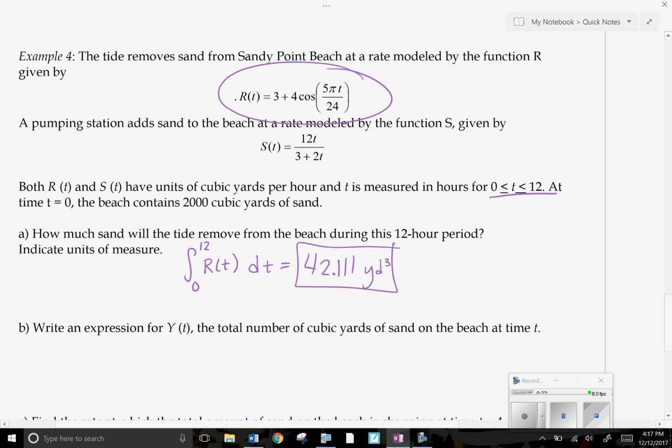Write an expression for y of t, the total number of cubic yards of sand on the beach. Okay, so I have sand on the beach. I started with 2,000 cubic yards of sand. Then the beach is going to take away some of my sand, and it's going to take away sand at a rate of 3 plus 4 cosine 5 pi x over 24 dx.